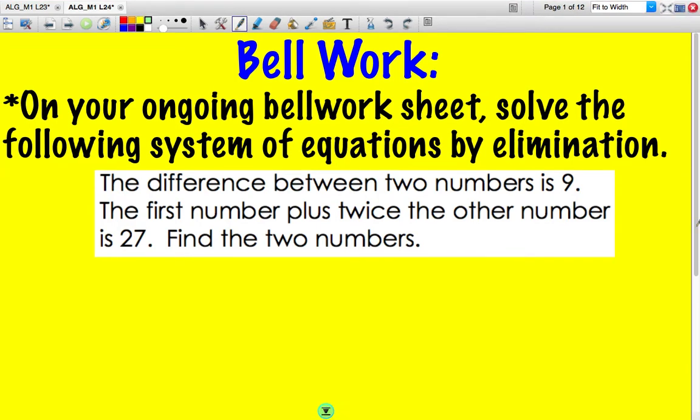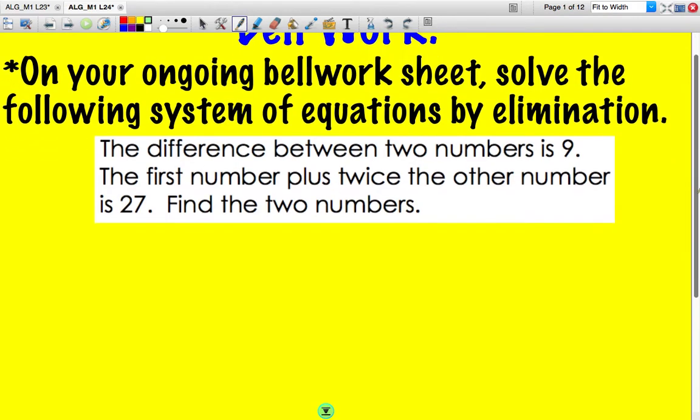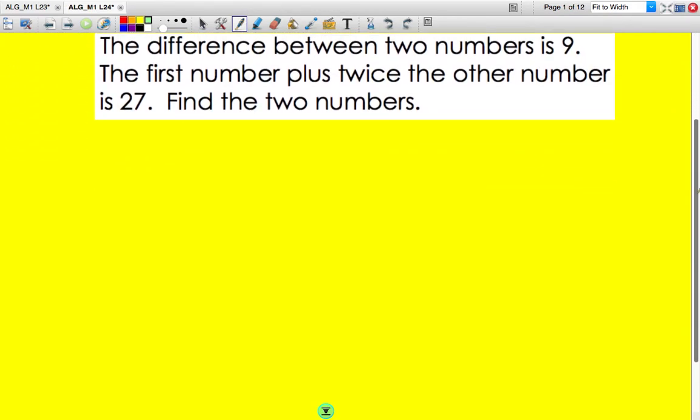This is Module 1, Lesson 24, Applications of System of Equations and Inequalities. This first exercise is not in your notes, but it's a very good practice problem.